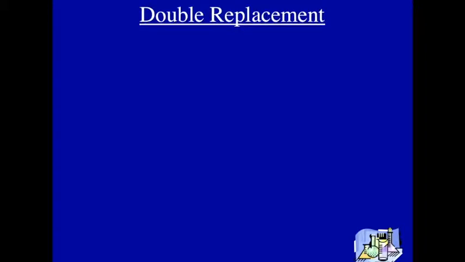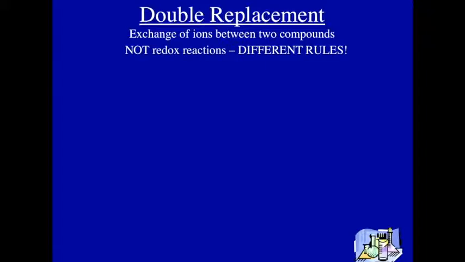Double replacement reactions. Now, what you need to know about these, this is our other type of reaction where we'll have to predict products. It's really an exchange of ions between two different compounds. So if you see two compounds on the left, you're most likely dealing with a double replacement reaction. These are different rules than single replacement reactions.